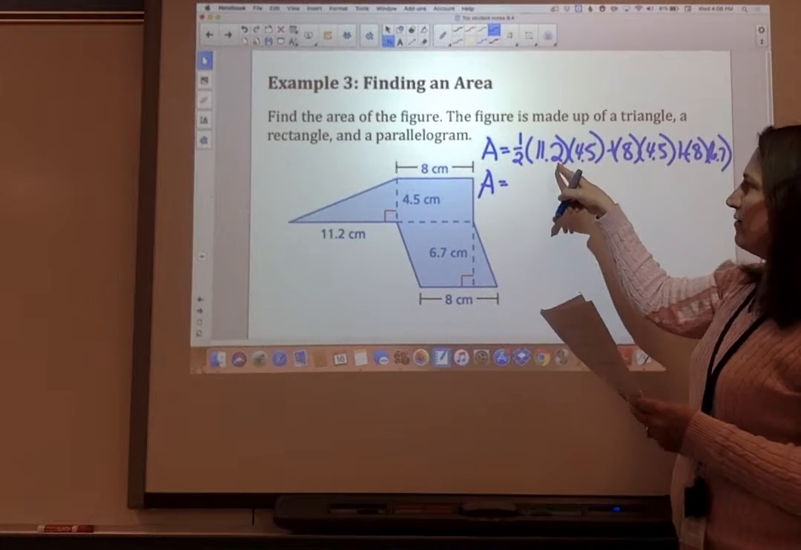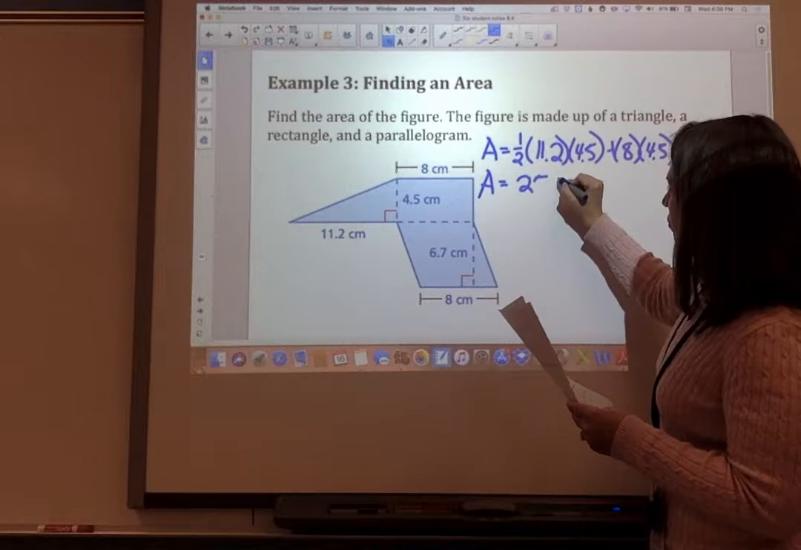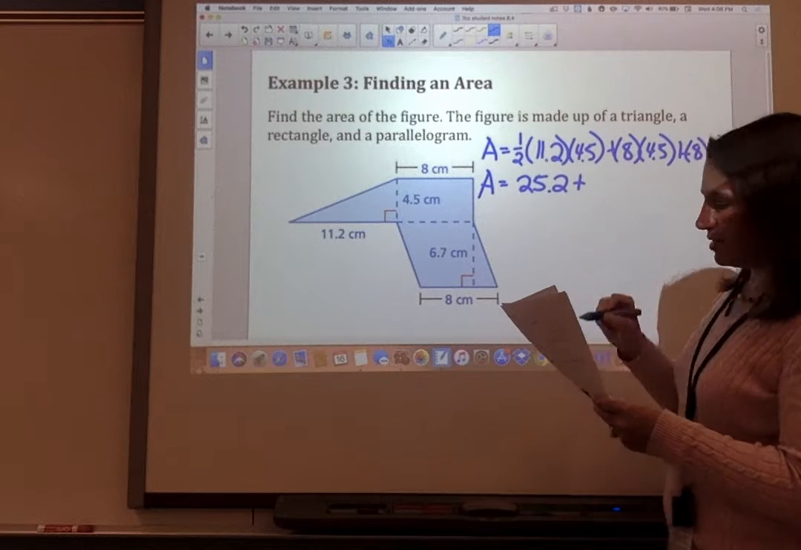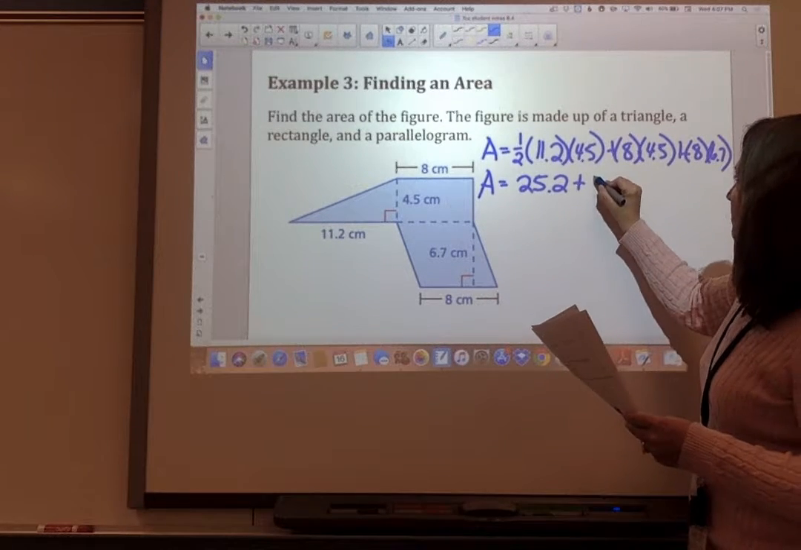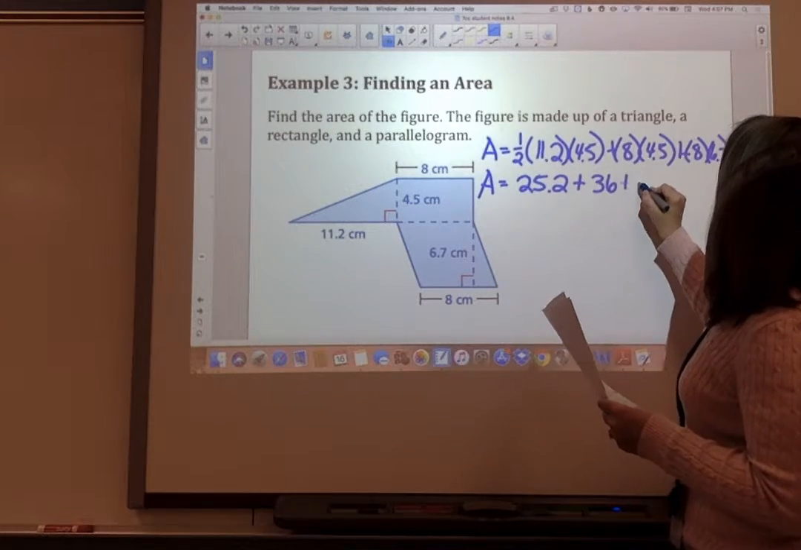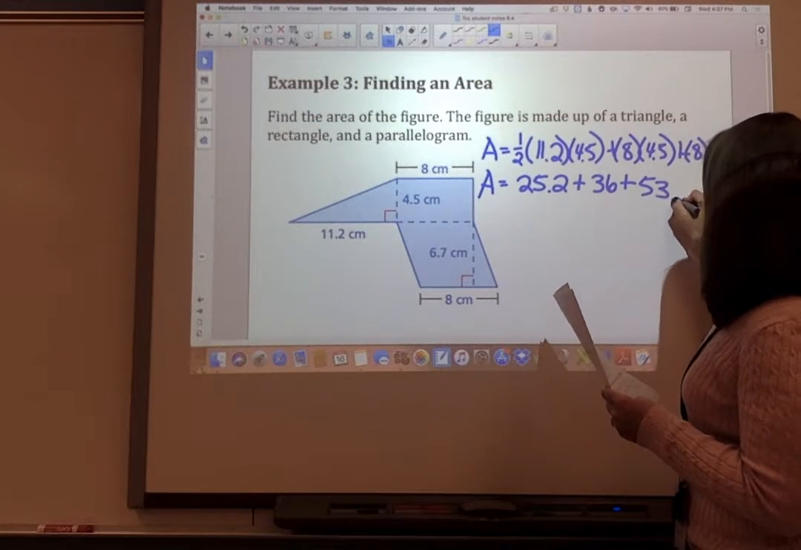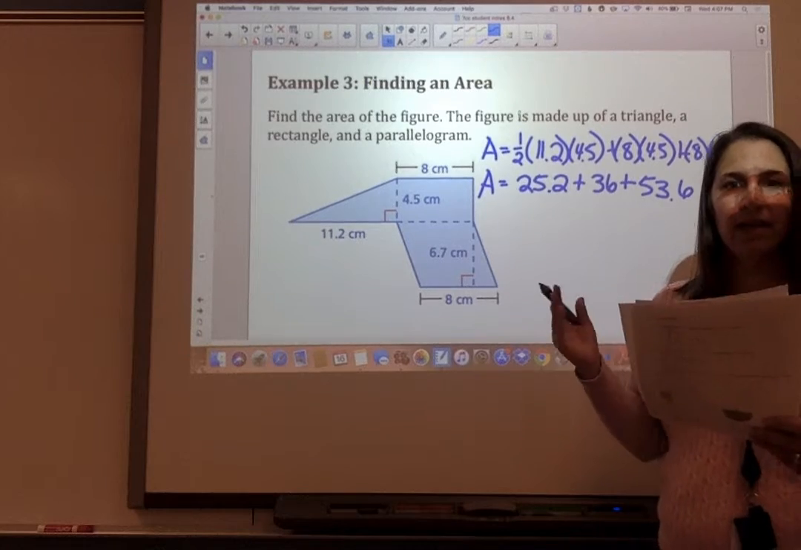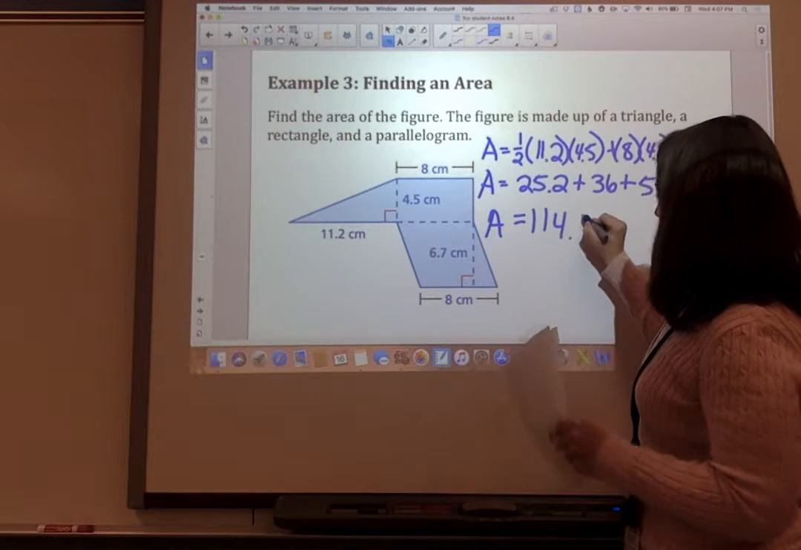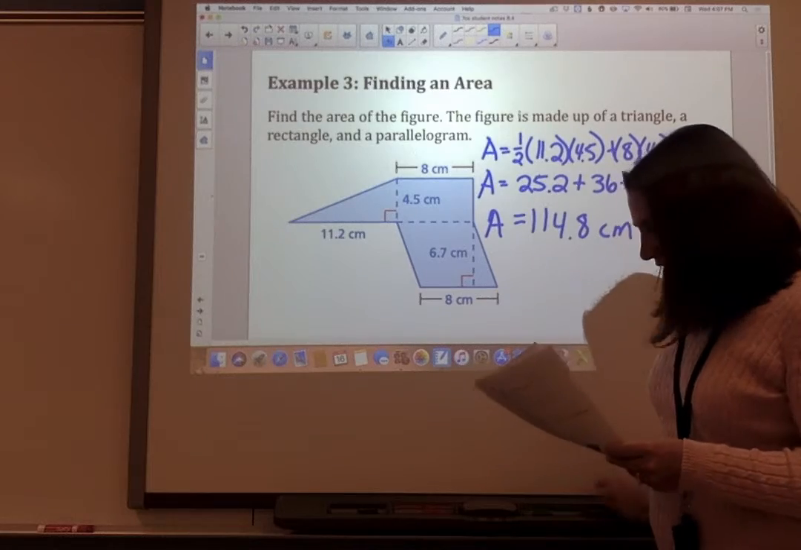So the triangle, 1/2 times 11.2 times 4.5, that's 25.2 square centimeters. That's just for the triangle. Plus the rectangle, 8 times 4.5 is 36 square centimeters. Plus the parallelogram, 8 times 6.7 is 53.6 square centimeters. Now we just need to add our three parts together, and we get the area equals 114.8 square centimeters.